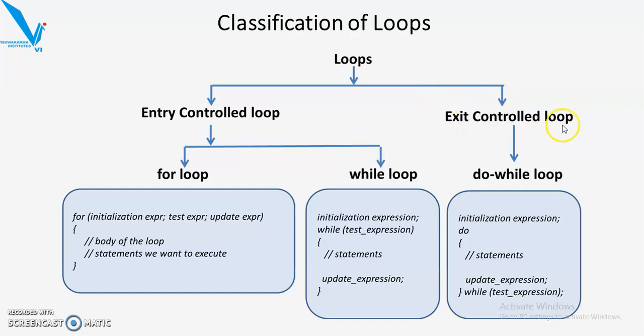And second is the exit control loop. In this type of loop, the test condition is tested or evaluated at the end of the loop body. Therefore, the loop body will execute at least once, irrespective of whether the test condition is true or false. The example is the do while loop.